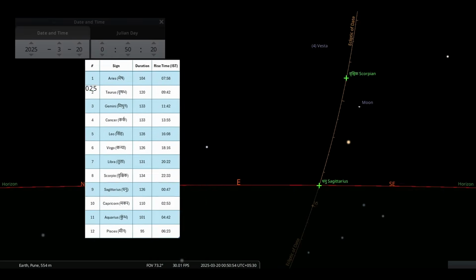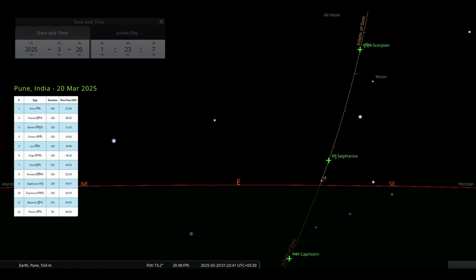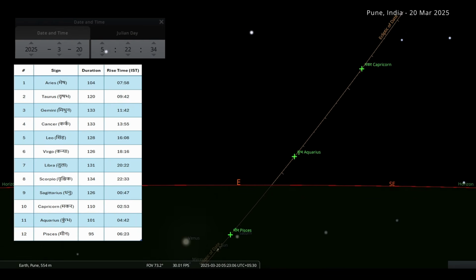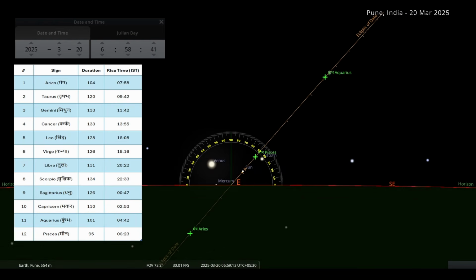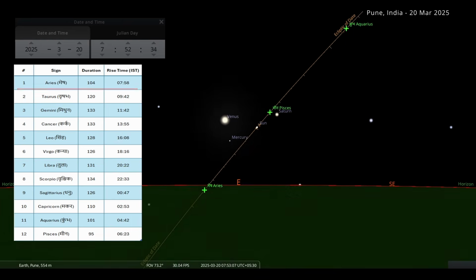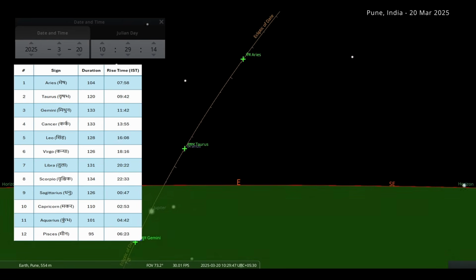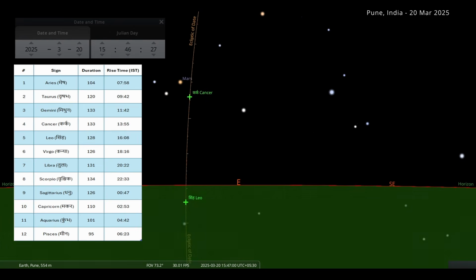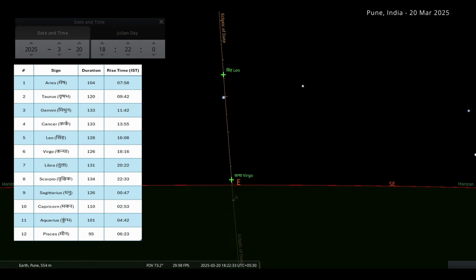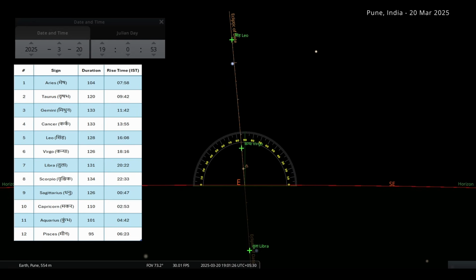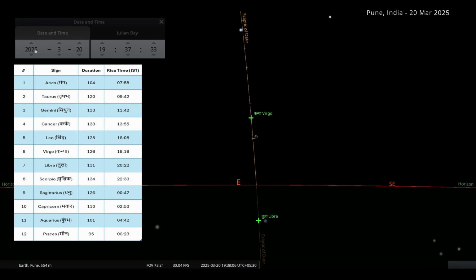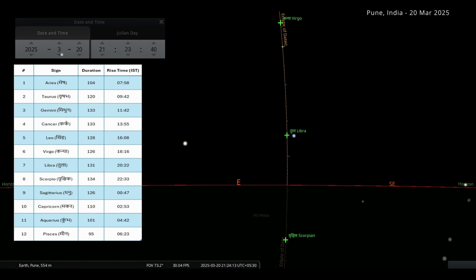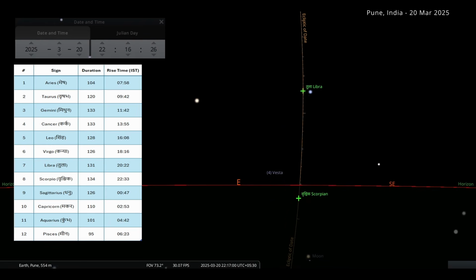Location is Pune, India with 18.5 degree north and 73 east. On 20th March, Pisces and Virgo have different durations. That is 95 minutes and 126 minutes respectively. Observe the angle made by these signs. The angle is different. Though they are near the equinox point, durations are different. This can be attributed to the latitude change from the equator.